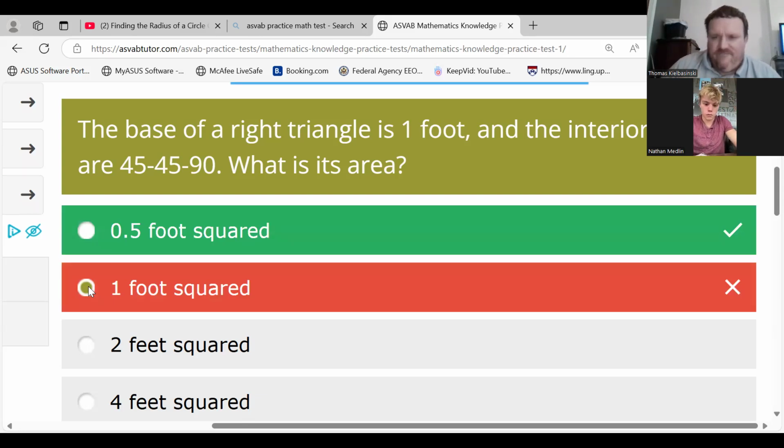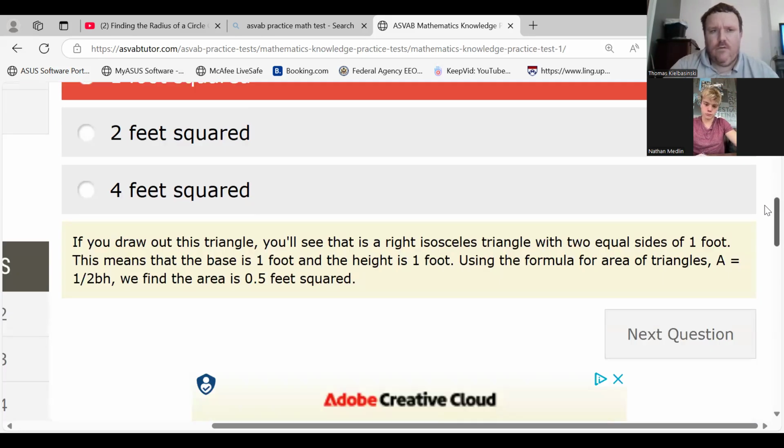Nope, it's a half. This is why. If you draw out this triangle, you'll see that it's a right isosceles triangle with 2 equal sides of 1 foot. This means that the base is 1 foot and the height is 1 foot. Using the formula for the area of a triangle, half times base times height, we find the area is 0.5 feet squared because it's 45, 45, 90.